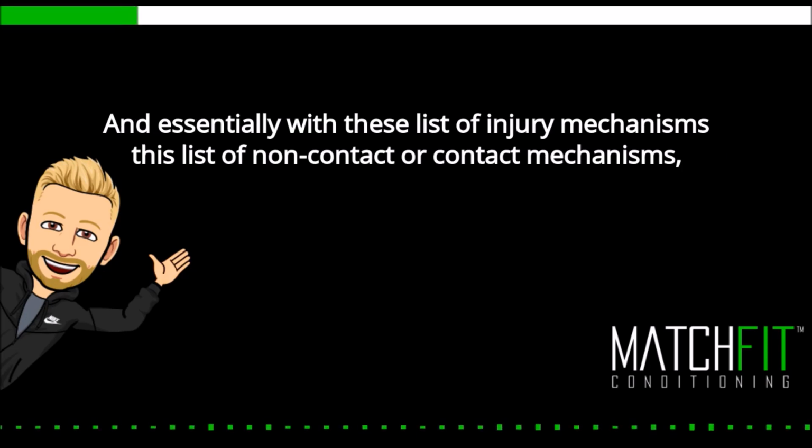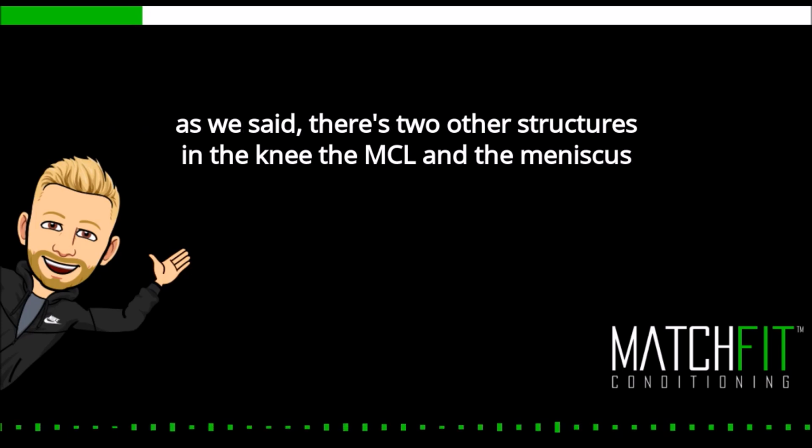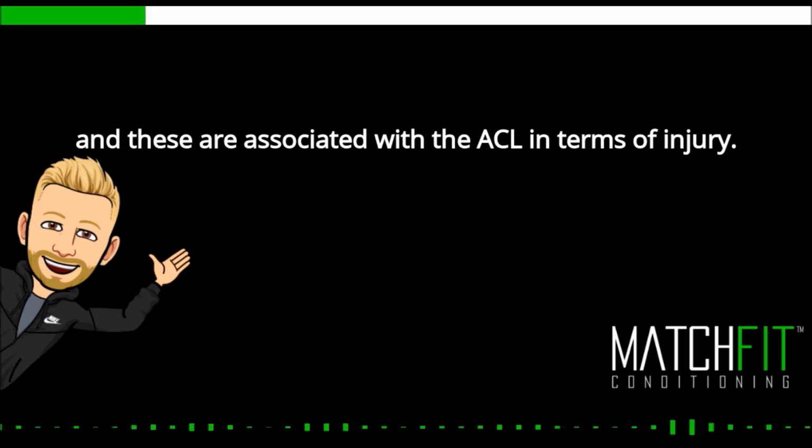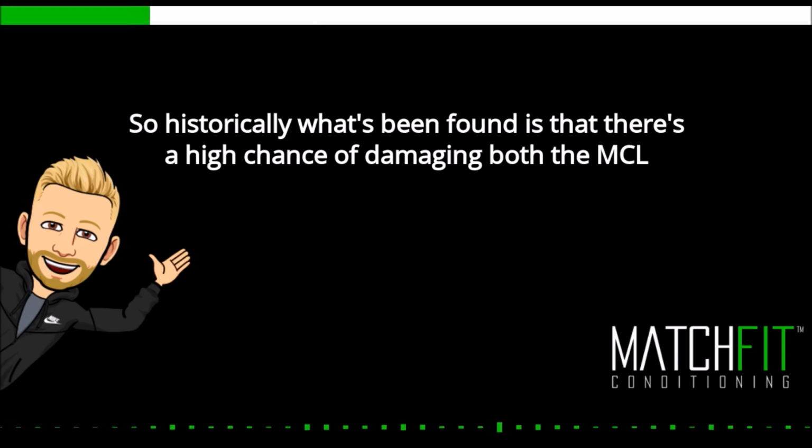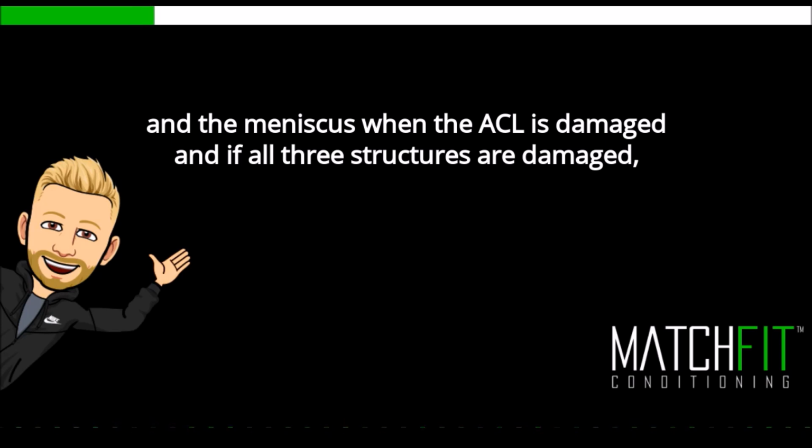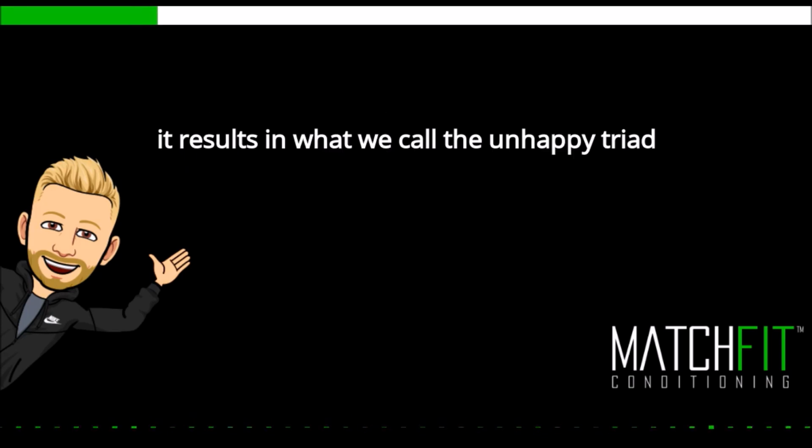And essentially with these injury mechanisms, this list of non-contact or contact mechanisms, as we said, there's two other structures in the knee, the MCL and the meniscus, and these are associated with the ACL in terms of injury. So historically what's been found is that there's a high chance of damaging both the MCL and the meniscus when the ACL is damaged. And if all three structures are damaged, it results in what we call the unhappy triad.